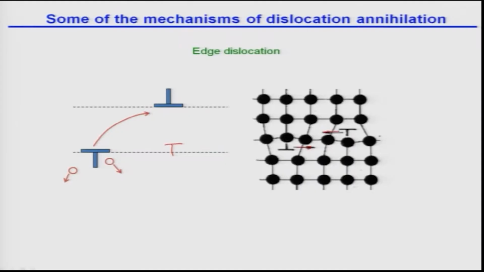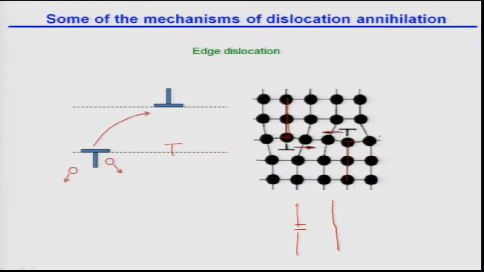You can clearly see these two planes of atoms. That's what I discussed in the last lecture. This is an extra plane of atoms on the left side, and the extra plane on the right side is opposite to it. Once they come closer to each other, these two can join and form a continuous plane. So therefore the dislocations can annihilate.